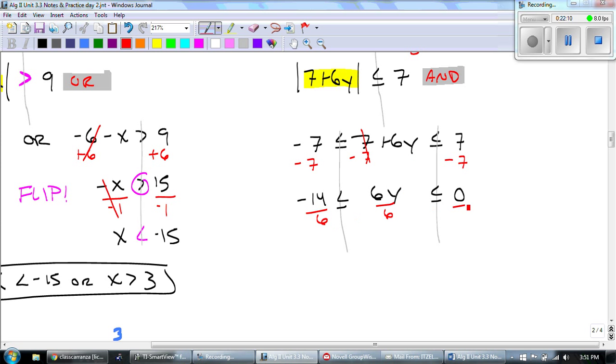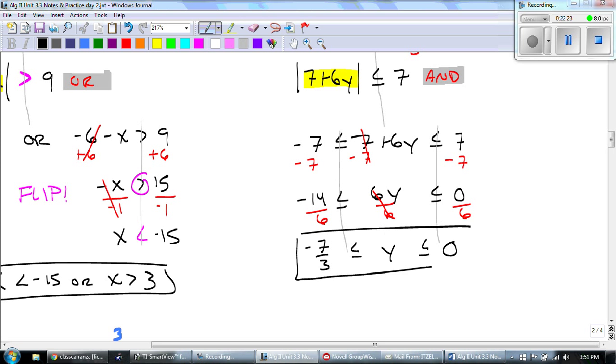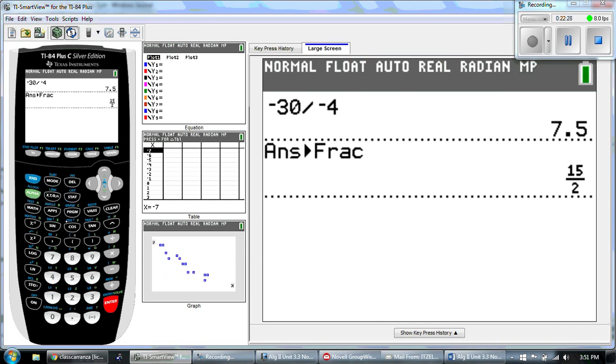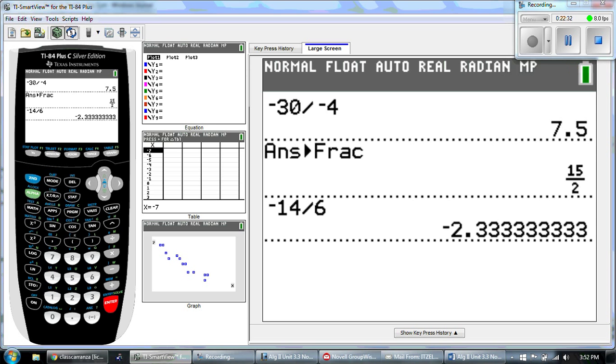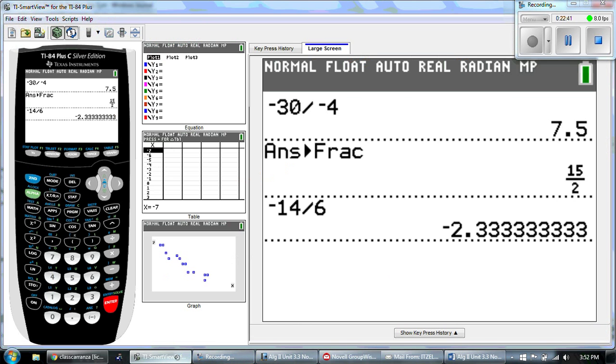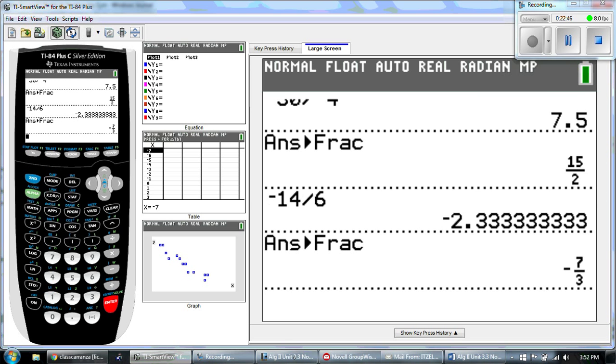Divide by 6. Negative 14 divided by 6, you can reduce that to negative 7 over 3, less than or equal to y, which is less than or equal to 0. Okay? And so as you're trying to figure out where negative 7 over 3 is, because it was negative 14 divided by 6, it tells you right there, like, oh, okay, this is negative 2.3. And then back in your calculator, now you can change it to the fraction of negative 7 over 3. Okay?